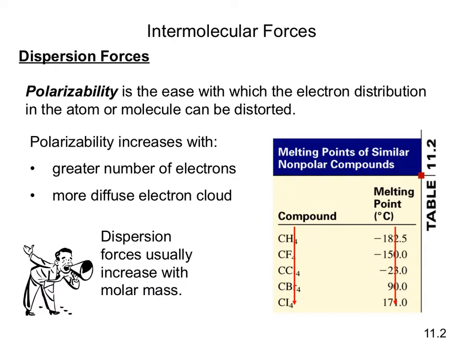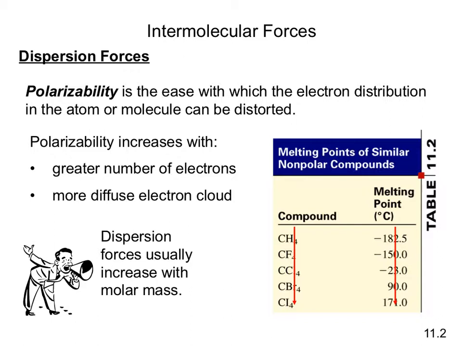So, with these London dispersion forces, we can talk about something called polarizability, which we won't talk about very much, to be honest. And that just has to do with how easy it is to get that moment of dipole, that moment of a little more positive here and a little more negative here. Generally, it's easier to have that little moment of a polar state with more electrons and with a more diffuse or a more spread out electron cloud.